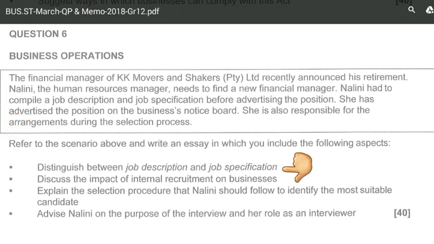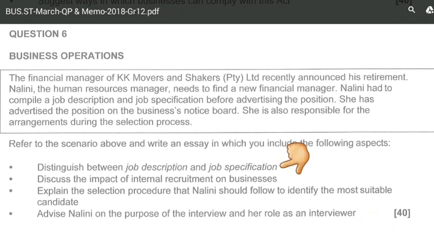Number 1, distinguish between job description and job specification. Number 2, discuss the impact of internal recruitment on businesses. Number 3, explain the selection procedure that Nalini should follow to identify the most suitable candidate. And lastly, advise Nalini on the purpose of the interview and her role as an interviewer. So those 4 bullet points now become my headings.